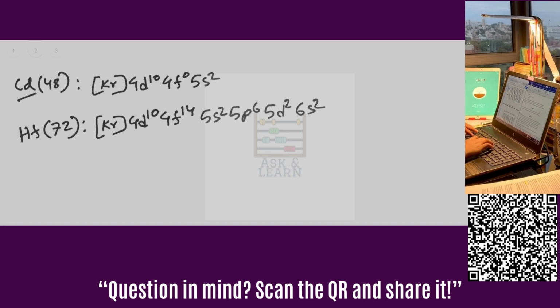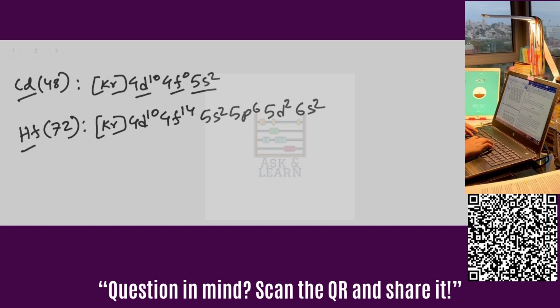This is cadmium, which is from the row 2 elements of transition metals, and this is hafnium for the row 3 of the transition metal elements. In case of cadmium, if you look at its outermost shell electronic configuration, you can see that it has 4d10 and 5s2 and no electron in the 4f orbital. And in case of hafnium, just look at the change.